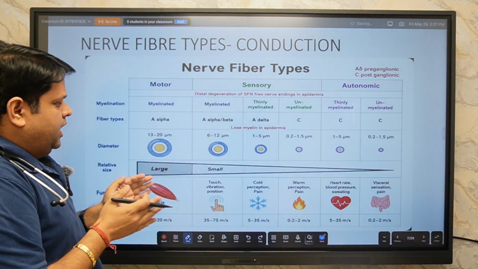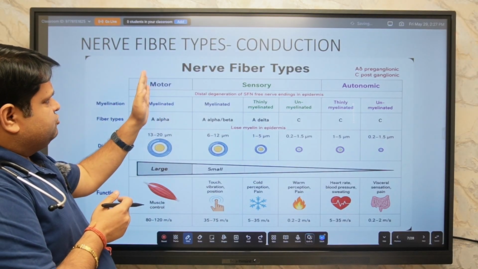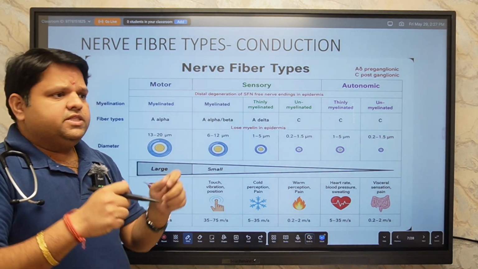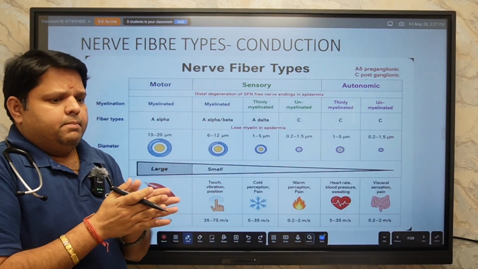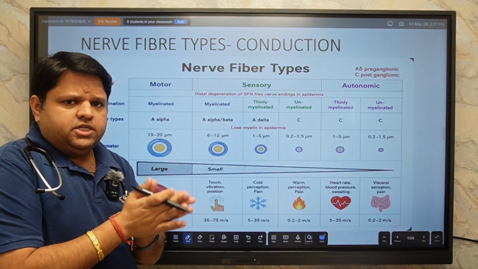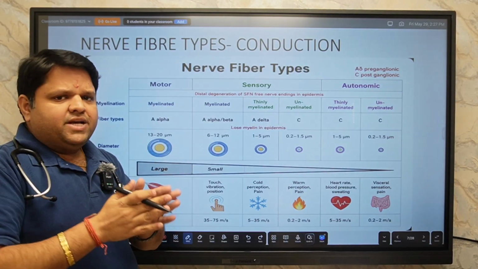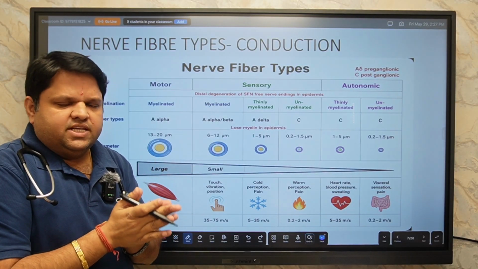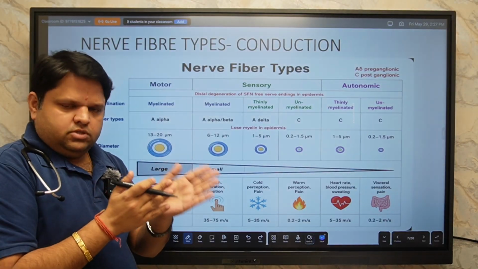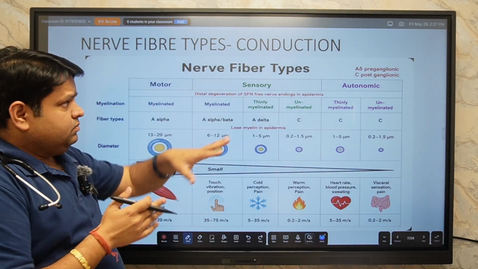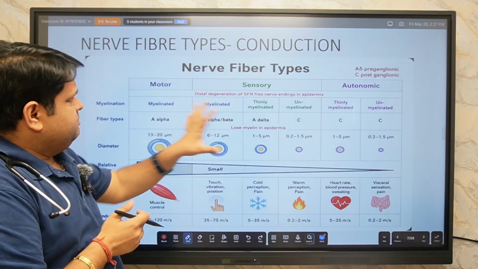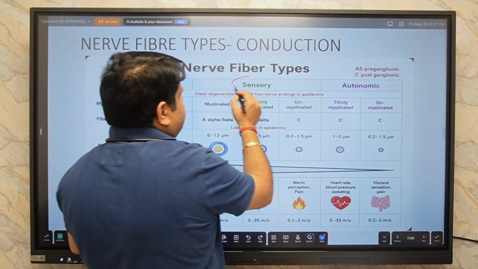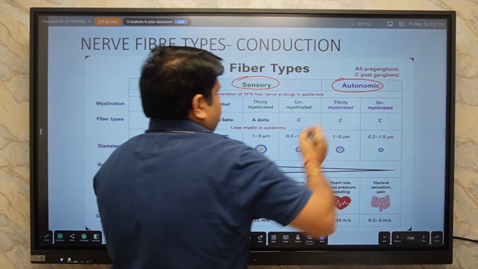We have different types of fibers: motor fiber, sensory fiber, autonomic. A nerve may be a pure motor nerve, a pure sensory nerve, or a mixed nerve. Most nerves are usually mixed nerves, which contain fibers for motor, sensory and autonomic functions. Few nerves have only sensory fibers. So there are three types of fiber in the nerves: motor fiber, sensory fiber and autonomic fiber.